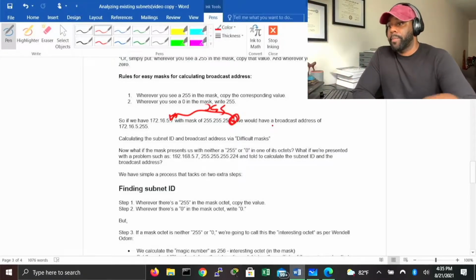And again, look over the binary method, because the binary method is going to show you what's going on behind the scenes of the DDN.